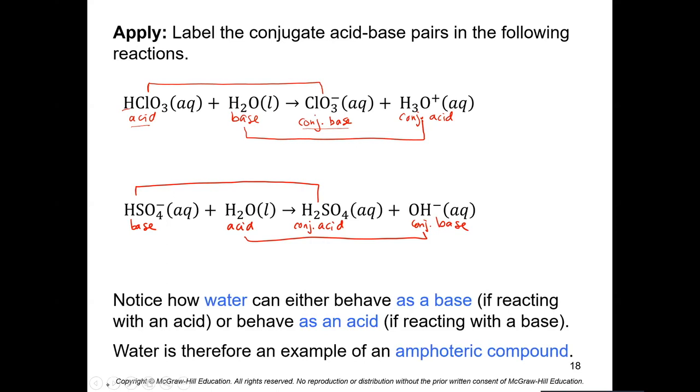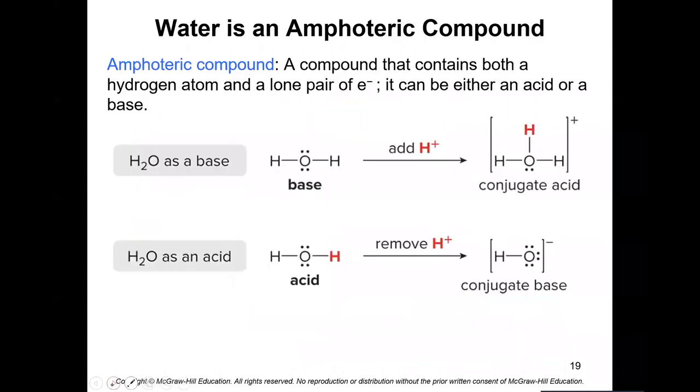Now, I want you to notice something on this slide. We have H2O in the chemical reaction above. It's acting as a base, where it's accepting a proton. In the second reaction, H2O is acting as an acid. It is donating a proton. This characteristic is what we call amphoteric. So water is an amphoteric compound. What this means is that it's a compound that can act as either a base or an acid.